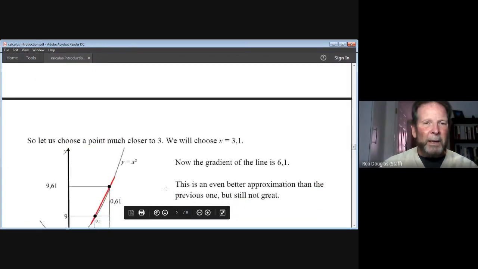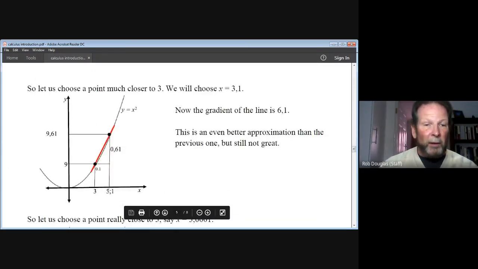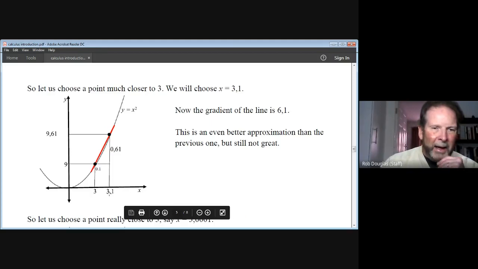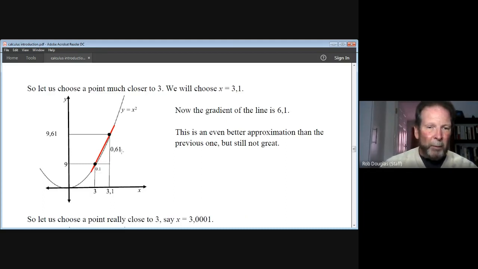What would happen if we moved this a lot closer, so that it was only a tenth? Well, if we take 3.1 and put it into the calculator, we square it, we get something like 9.61. I'll believe Mr. Autry. And then when you subtract, you get 0.61. 0.61 over 0.1. Hey, that gradient is now 6.1. It's getting closer to 6.